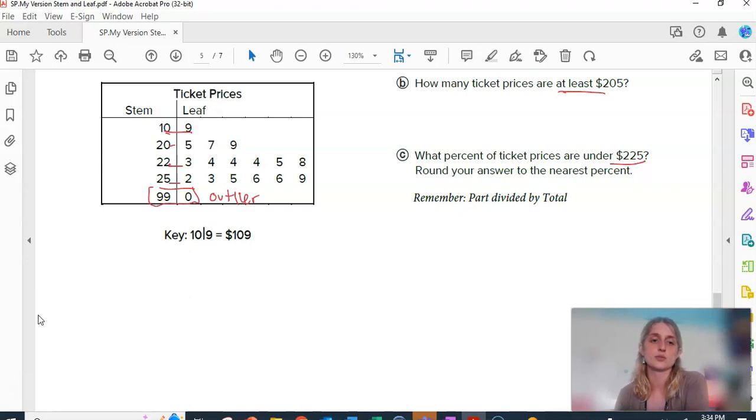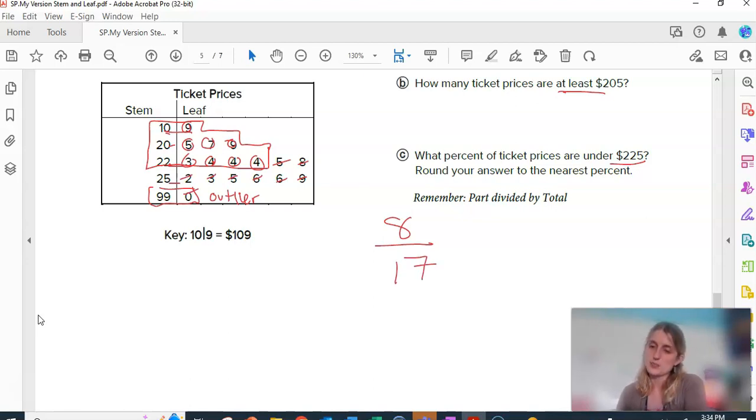What percent of the ticket prices are under $225? So here's 223, 224, under this point. Remember that to find a percent, you're counting up the part that are under. 1, 2, 3, 4, 5, 6, 7, 8. Out of the total number, that's 8, 9, 10, 11, 12, 13, 14, 15, 16, 17. Ew.